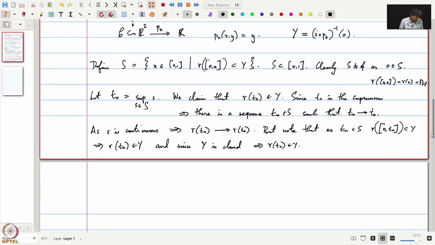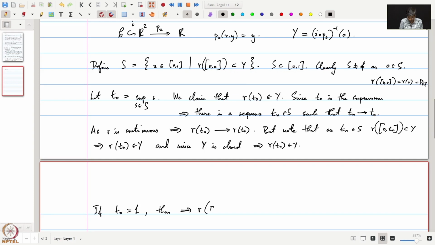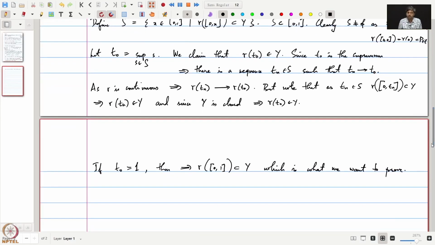Okay, so if T naught is equal to 1, then what does this mean? Then this implies that gamma of [0,1] is contained in Y, which is what we wanted to prove. Right, so then we are done. So let's assume that this is not the case, so let us assume that T naught is strictly less than 1.